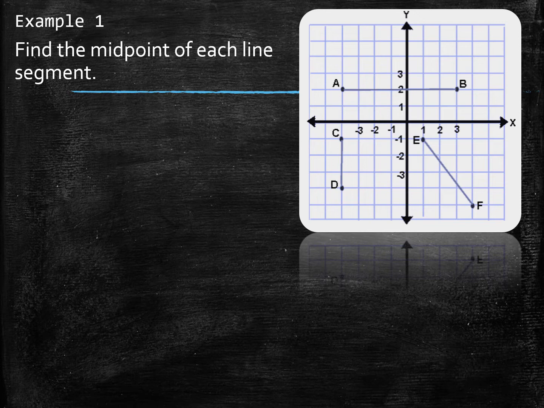So our first example, find the midpoint of each line segment. It might help you, you don't have to, to write down the coordinates. So A's got negative 4, 2, B is 3, 2, C has got negative 4, negative 1, D is negative 4, negative 4, E is 1, negative 1, and F is 4, negative 5.